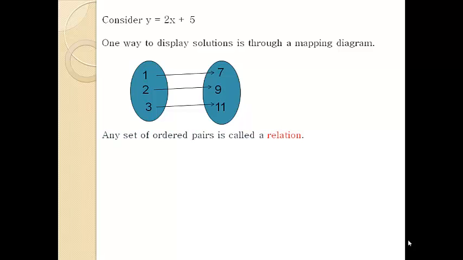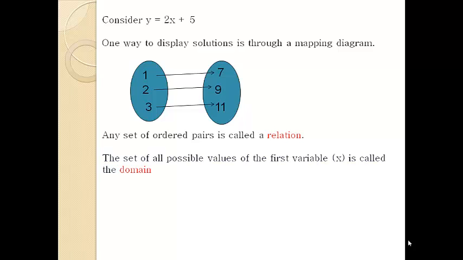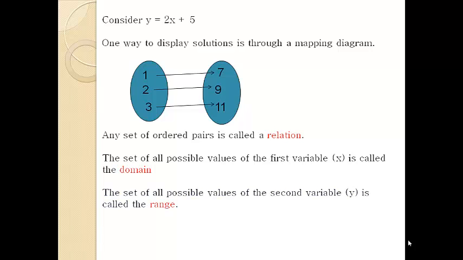What this creates is a set of ordered pairs. Any set of ordered pairs is called a relation. Now, a couple of other definitions. All possible values of the first variable, the x, we call that the domain. And all possible values of the second variable, the y, is called the range. So the domain is the x, the range is the y. So in our example, the domain would be 1, 2, and 3, and the range would be 7, 9, and 11. And you can see how you would write that.